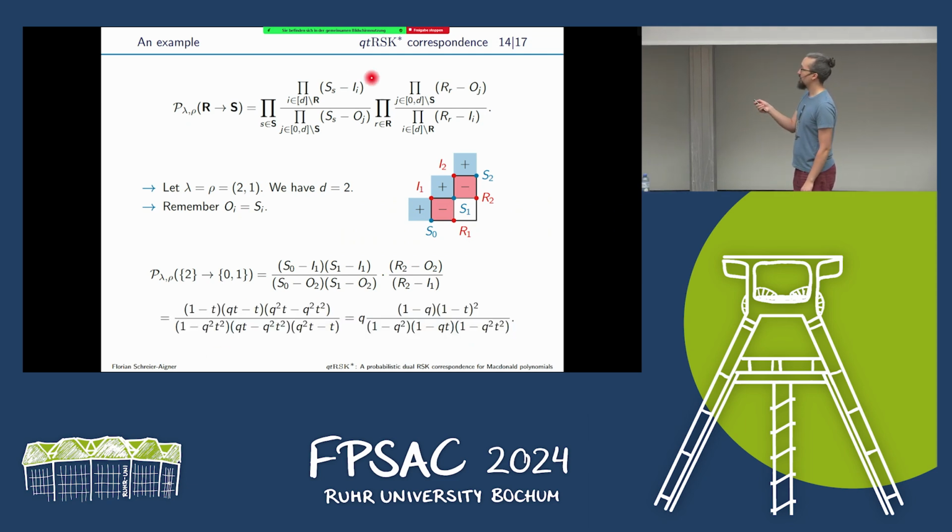So here I just copied the formula from before. In the example, lambda and rho are both 2, 1. So we have 2 removable cells and 3 addable ones, and then you have all these points here. What I wanted to calculate is the probability of mapping the second removable cell, this one minus here, to the 0th and 1st one, meaning adding this box and this box. Then you just plug in the formula, and you obtain this formula in these points.